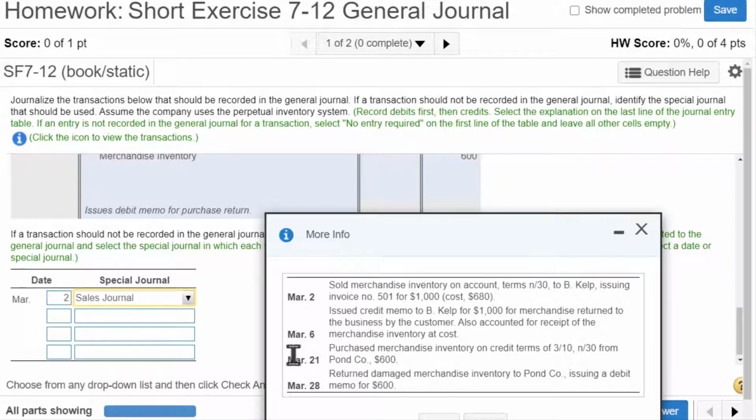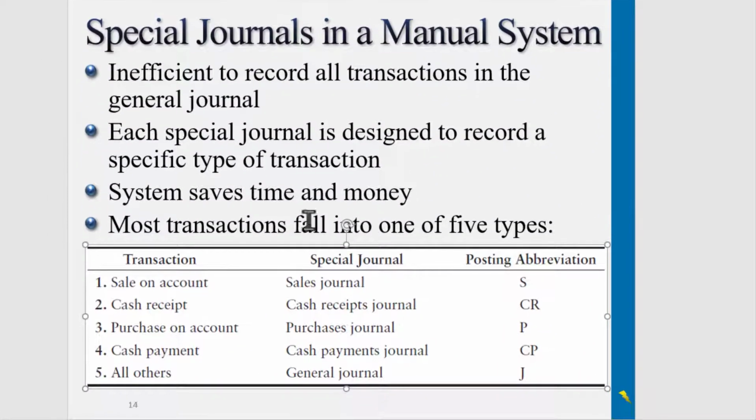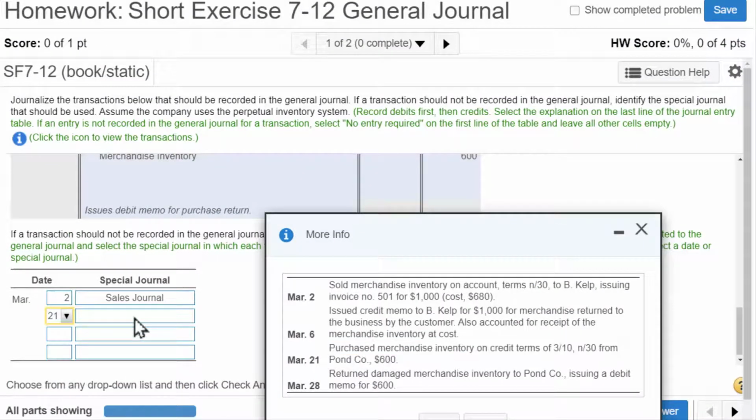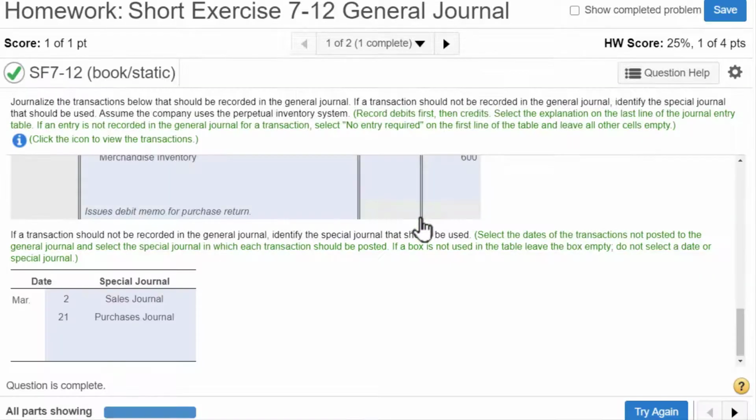And then the other transaction that we did not enter into the general journal was March 21st. On March 21st, we purchased inventory on credit, which means we purchased inventory on account, and purchases on account go in the purchases journal. So hopefully this problem helps you understand what types of transactions go into which types of journals.